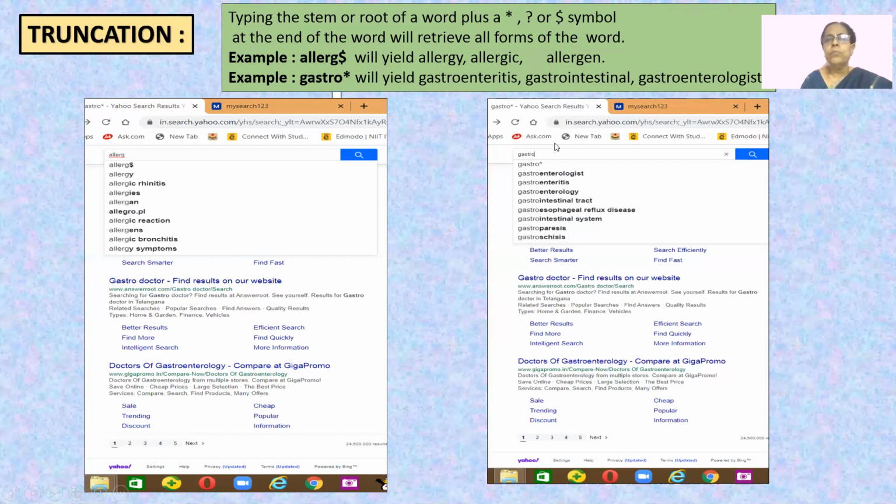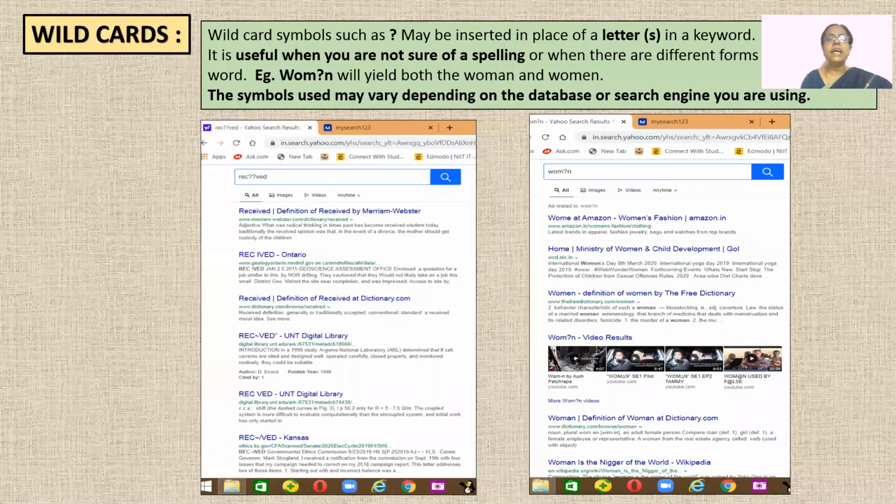So you have many more connected to the word gastro. This is another way of search techniques. It will give you only that particular information. It does not go like when you search and you have those crawlers and all. If you are making the search more narrow, and broaden the search for only that information, then you can use these types of truncation.